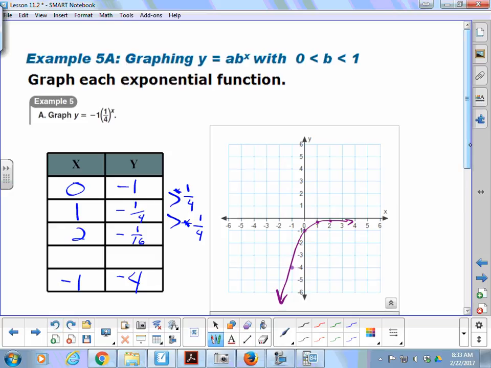And if this is when a is negative, if a is positive, then it's going to look the same, but it's going to be up here. All right? So when a is positive and b is between 0 and 1, the graph is actually going to be above the x-axis. But as it goes to the right, it's going to get closer and closer to 0.